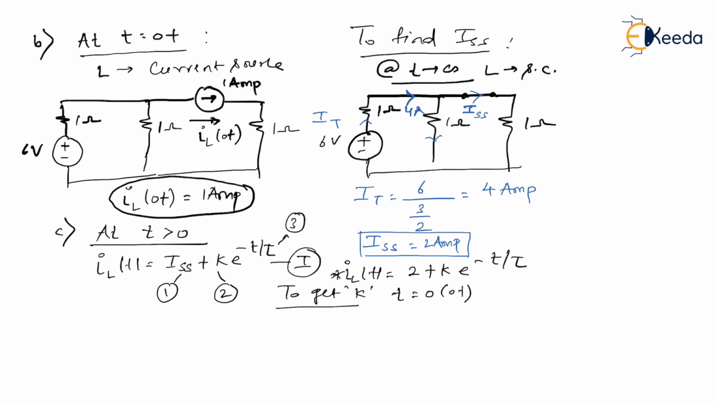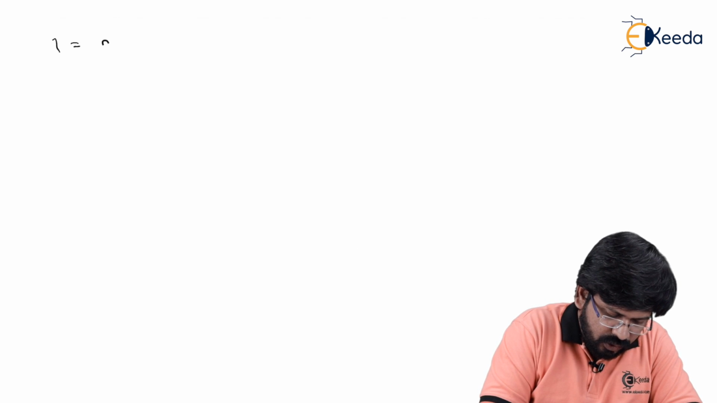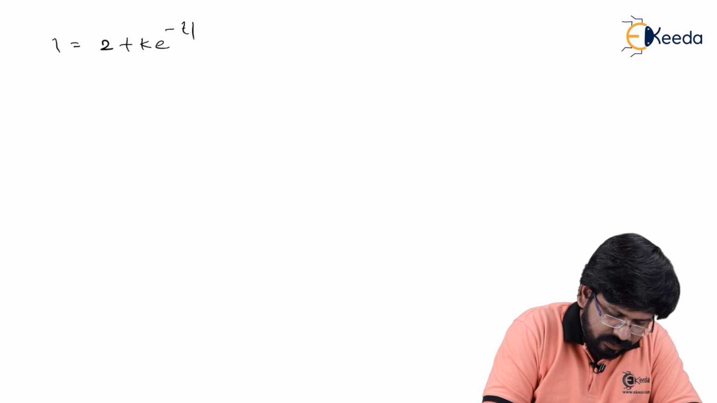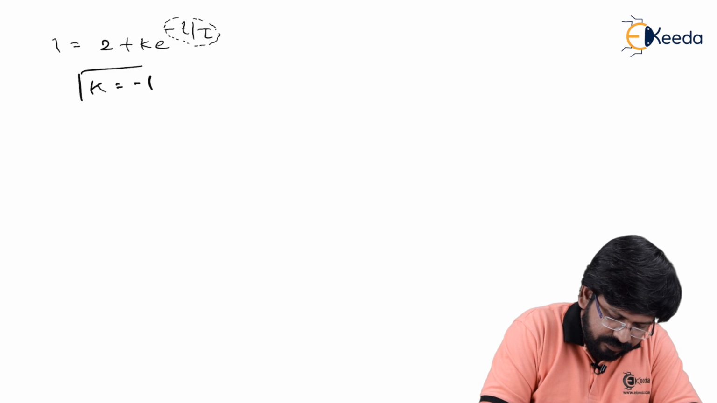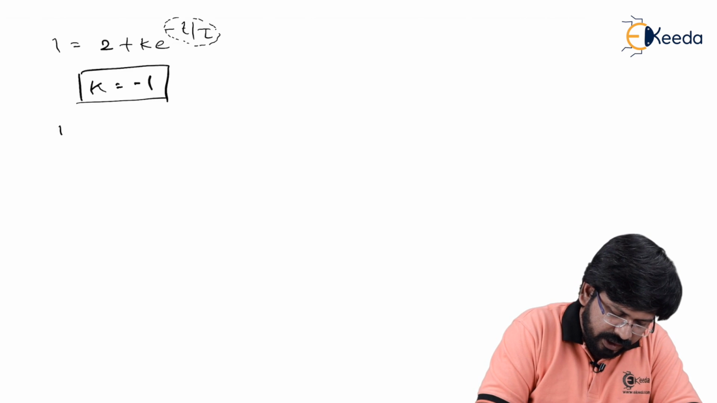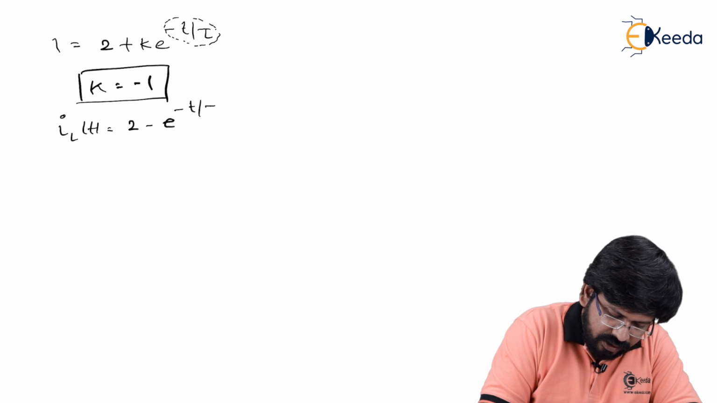So at this place, I'll substitute 1 is equal to 2 plus k into e to the power minus t by tau. I'll call this equation 2. So go ahead and solve this further. It was 1 equal to 2 plus k into e to the power minus t by tau, the same equation I have copied. You know the fact that t is equal to 0, so this power will become 0, which results in k equal to what? Minus 1. So now we have k equal to minus 1, so now we can write IL of t, it's simply 2 minus e to the power minus t by tau.